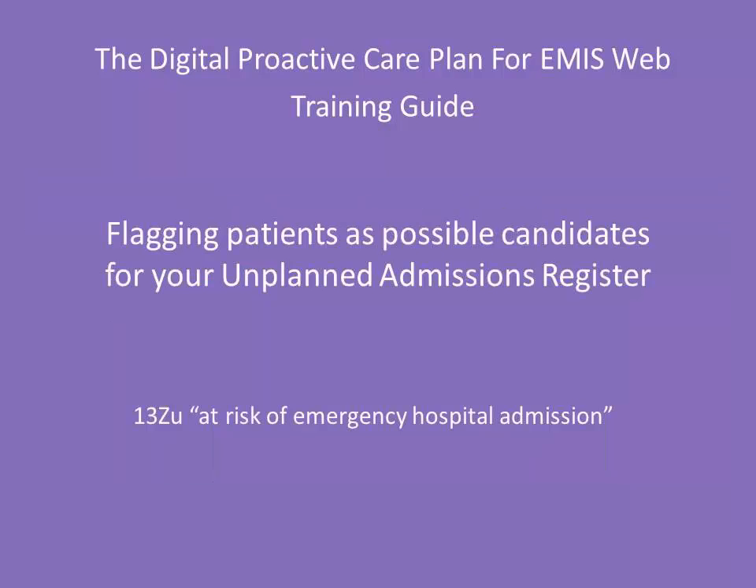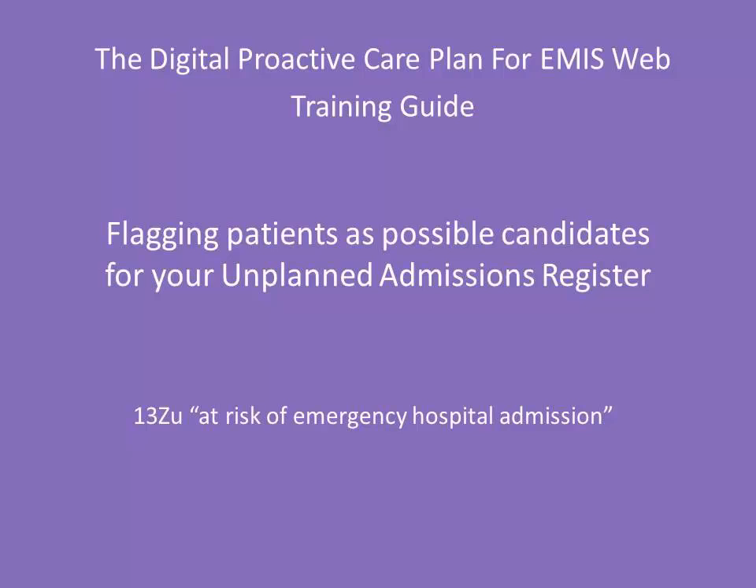The first thing I'm going to draw your attention to is code 13ZU, at risk of emergency hospital admission. Last year, when the OPC list was published, this was the code which was defined as the most appropriate code to be added to the record of patients who are considered to be at risk of emergency hospital admission. A combination of primary care and secondary care data was used to analyse your patient database and produce a list of patients for you. The intention was that this code would be added to their records to identify them as possible candidates for the unplanned admissions register.